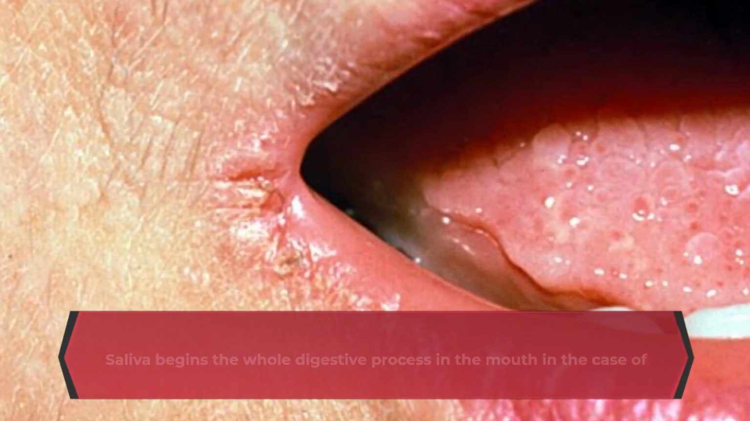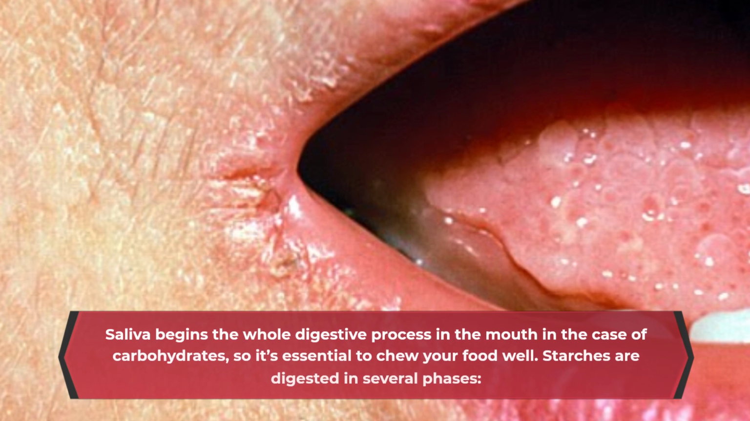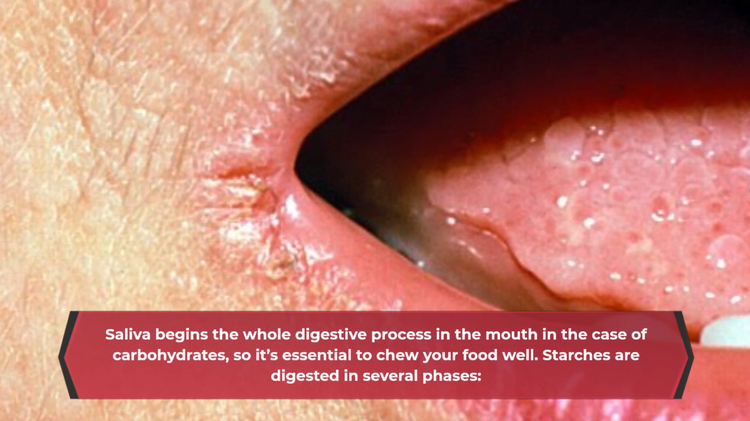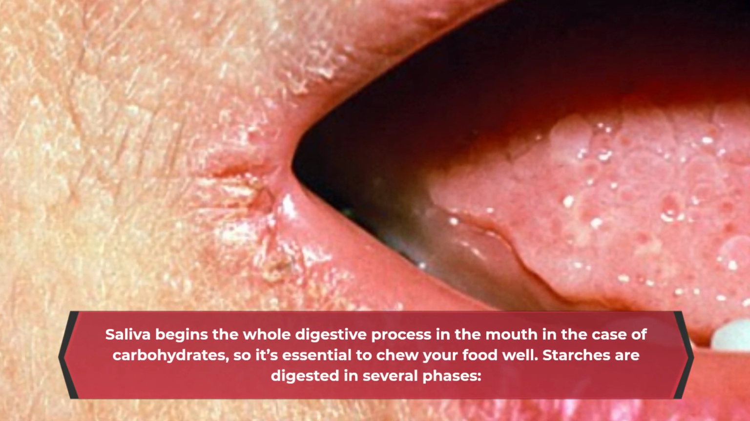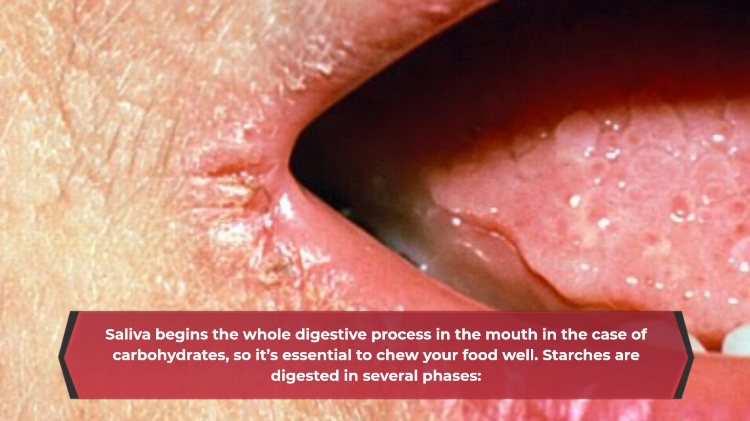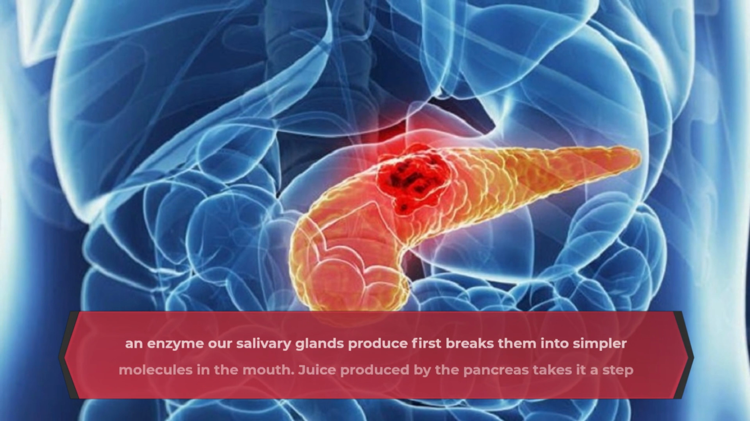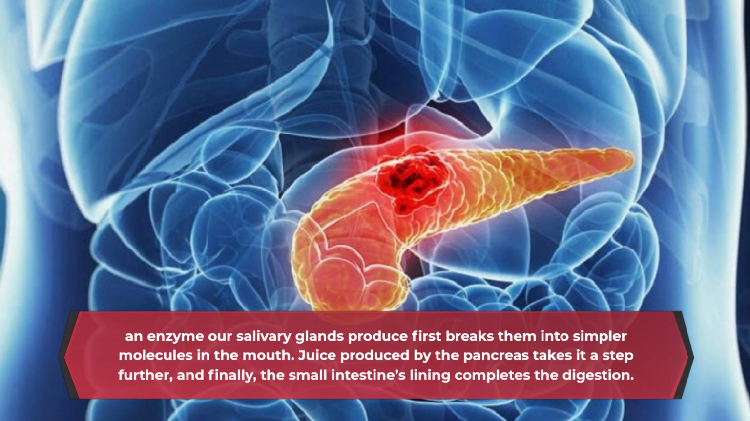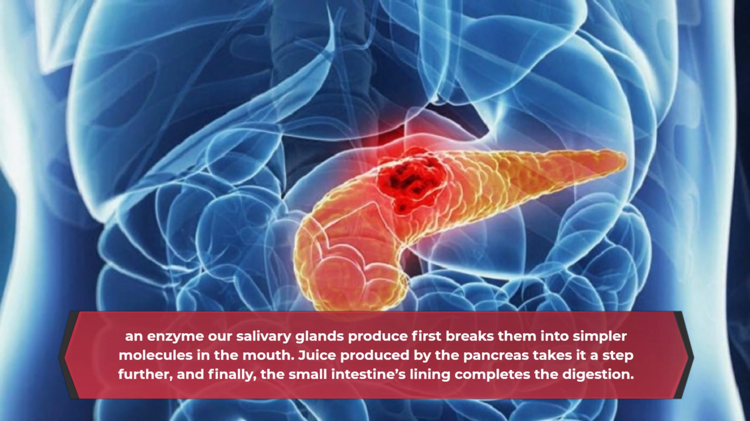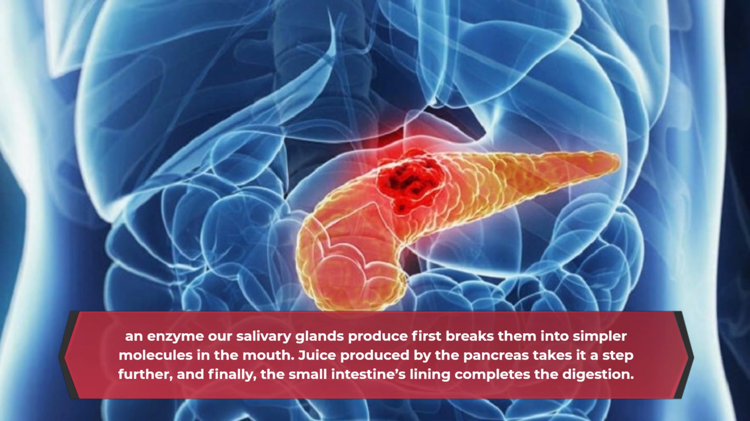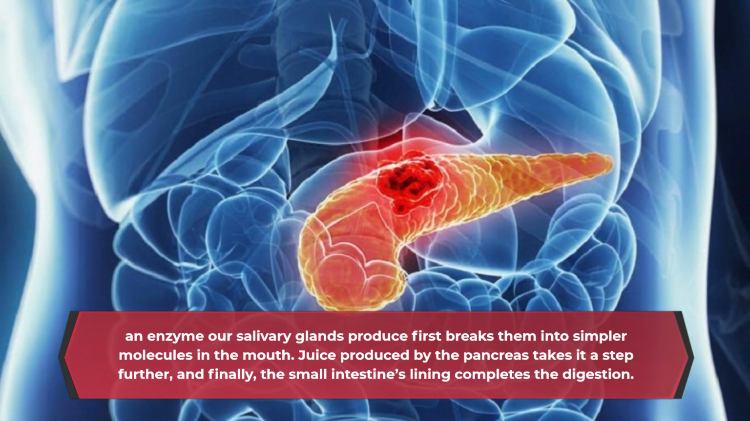Saliva begins the whole digestive process in the mouth in the case of carbohydrates, so it's essential to chew your food well. Starches are digested in several phases. An enzyme our salivary glands produce first breaks them into simpler molecules in the mouth. Juice produced by the pancreas takes it a step further, and finally, the small intestine's lining completes the digestion.